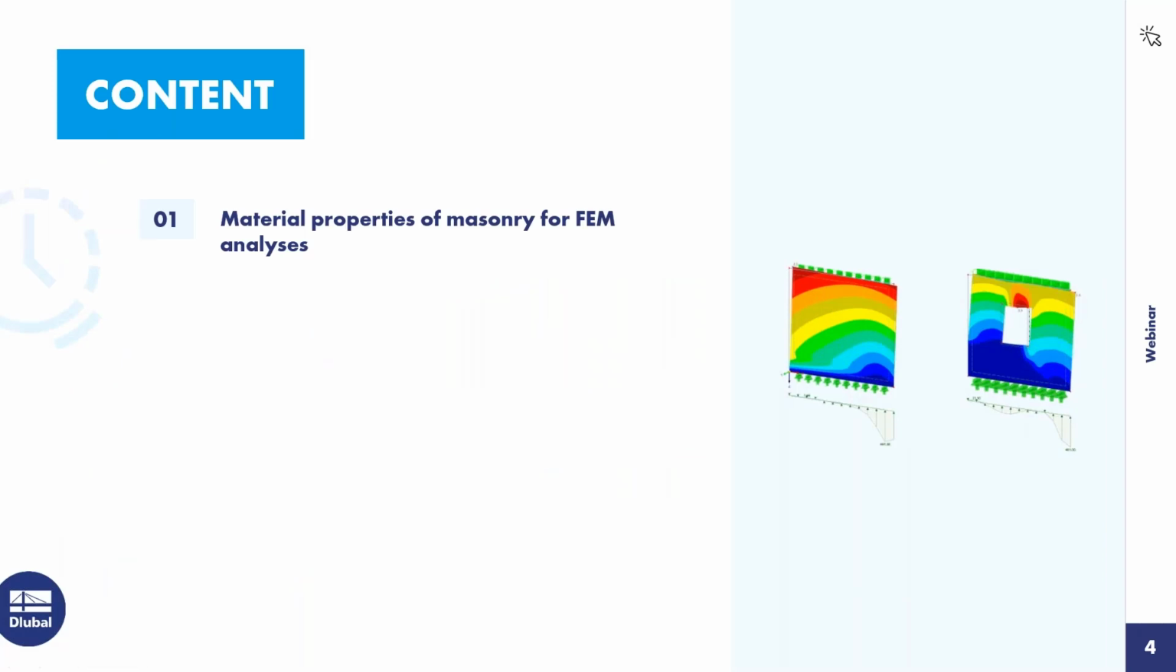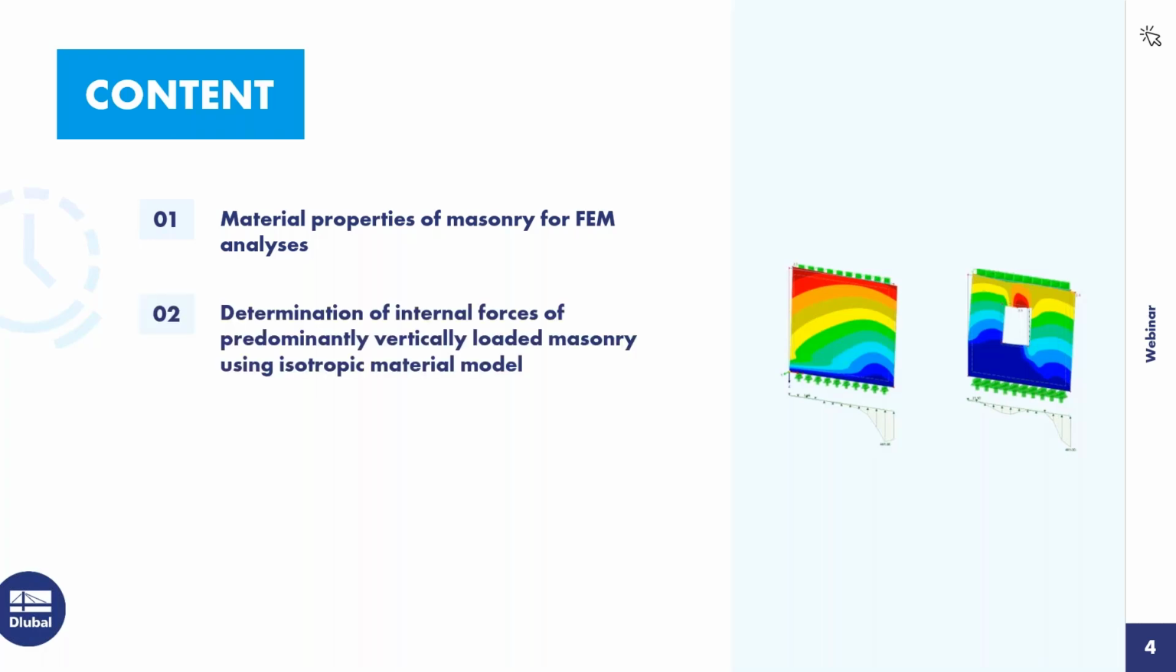Today's webinar is split in 3 parts. The first part I want to talk about is the material properties of masonry, especially what we need for an FEM analysis with RFEM. The second part I will take a look at is to create a model, or to compute a model, with mainly vertical loaded masonry walls, using our isotropic material model.